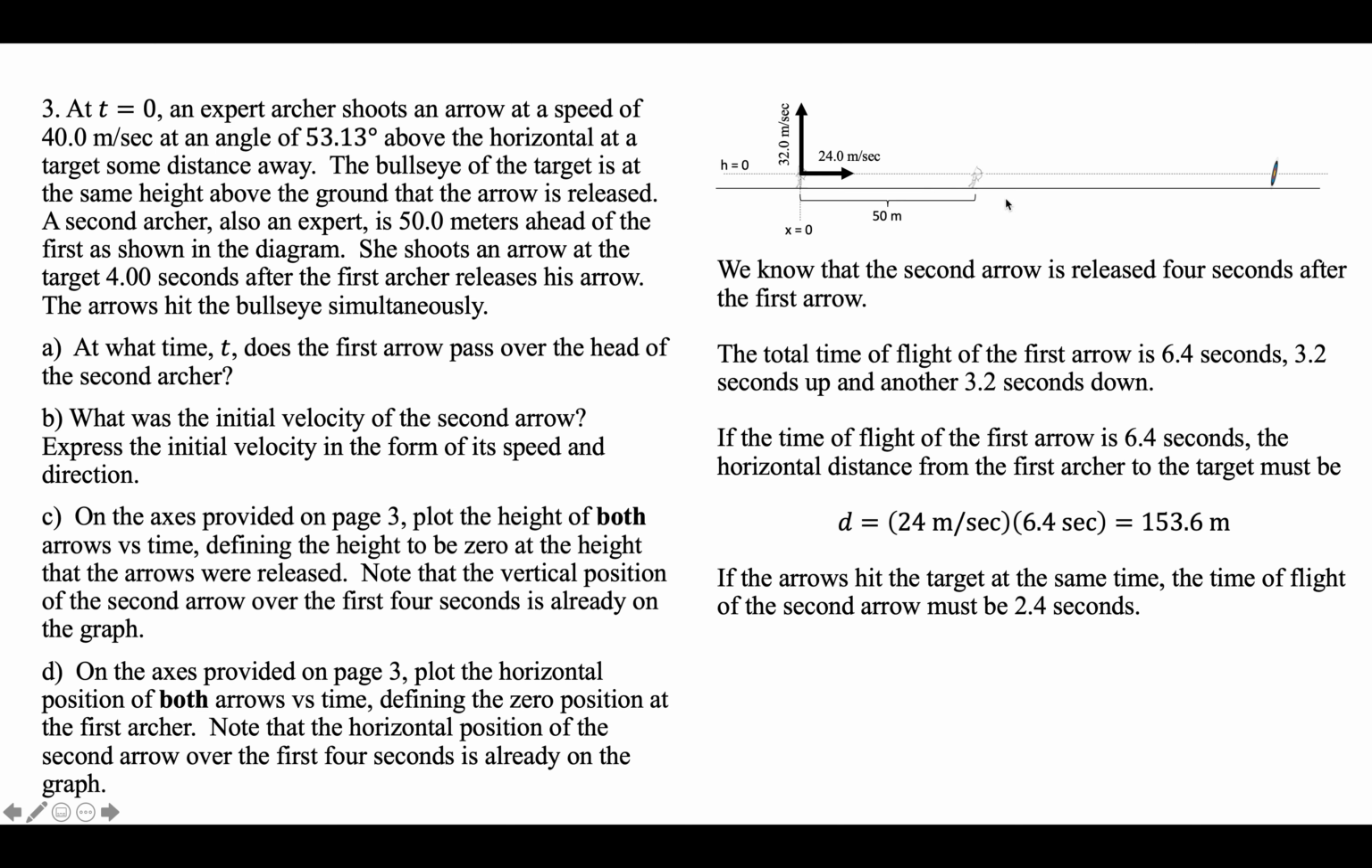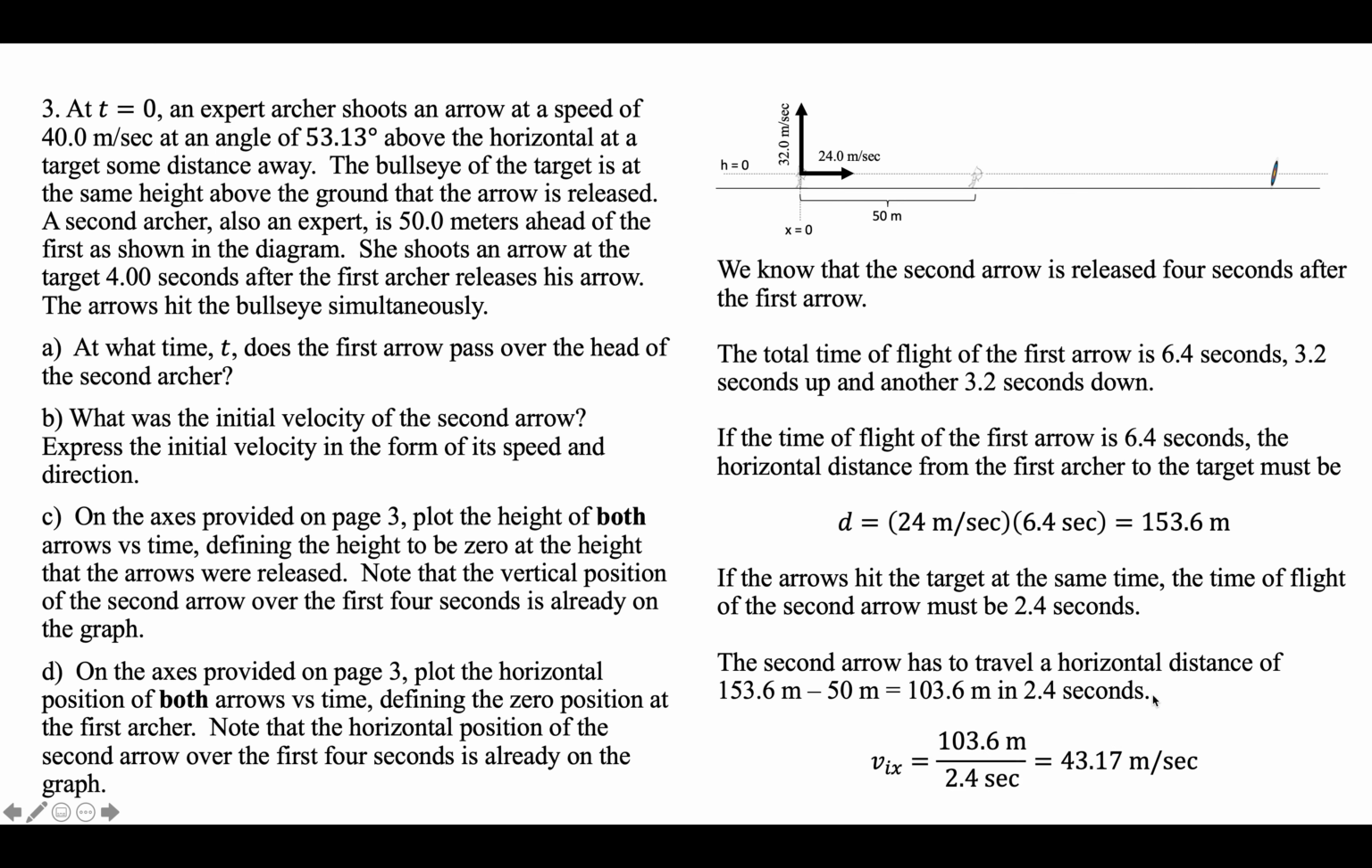How far does the second arrow have to go horizontally? Well, it's 153.6 minus 50 meters. 50 meters shorter. It's got to go 103.6 meters in 2.4 seconds. The v initial x for the second arrow is 43.17 meters per second. Now we have to address the vertical situation.